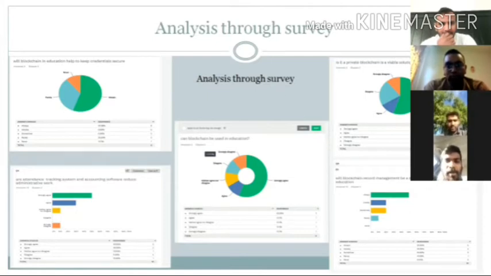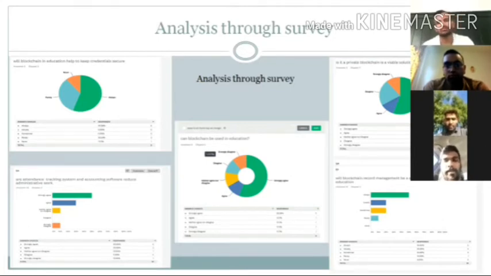When it comes to whether blockchain can be used in education, more than 66% of people strongly agree with that. When it comes to private blockchain for educational providers also, 60 to 70% of people agree to that as well. And overall, around 60% of people agree to implement blockchain in education, and there are some rare cases of never and rarely.